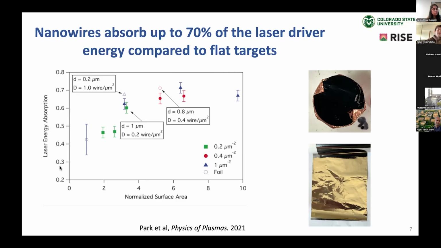This graph is from an experiment with larger diameter gold nanowires, and here on the vertical axis is the laser energy absorption, and on the horizontal axis is the normalized surface area. What you can get here is that for the foil or the flat targets, between 30 to 50% of the laser energy is absorbed, while we see a lot more for nanowire targets of various diameters. And visually, you can see this with a nickel nanowire array. So this is what an array of nickel nanowires looks like. It's completely black, so it doesn't reflect very much, versus a nickel foil, which is very reflective.